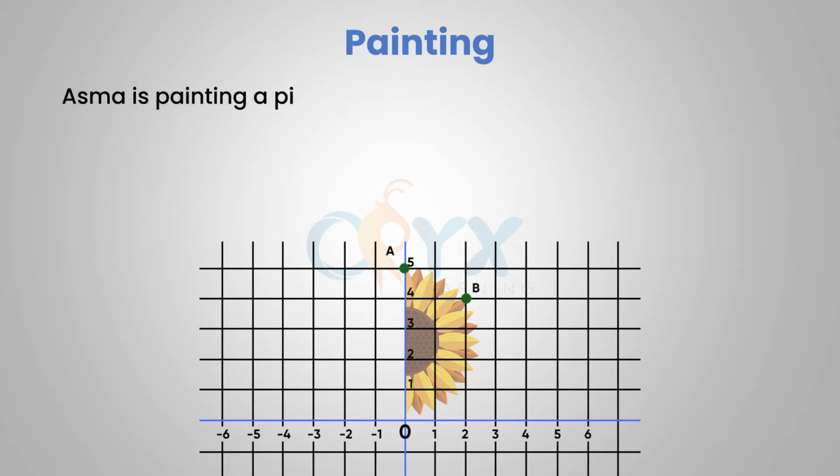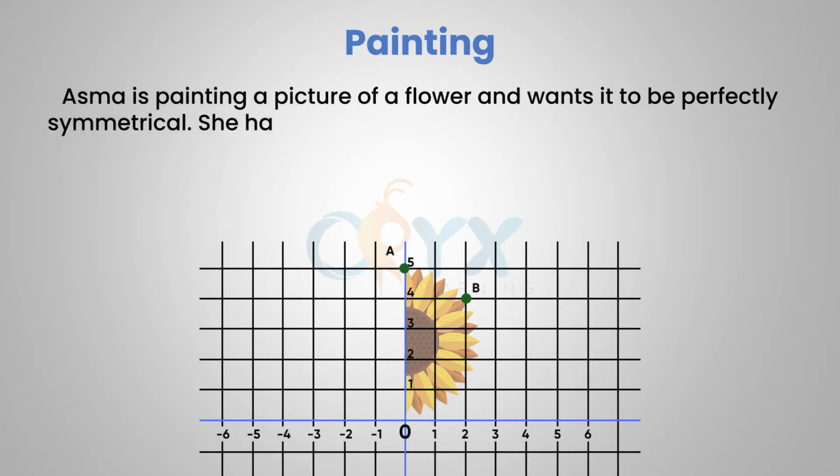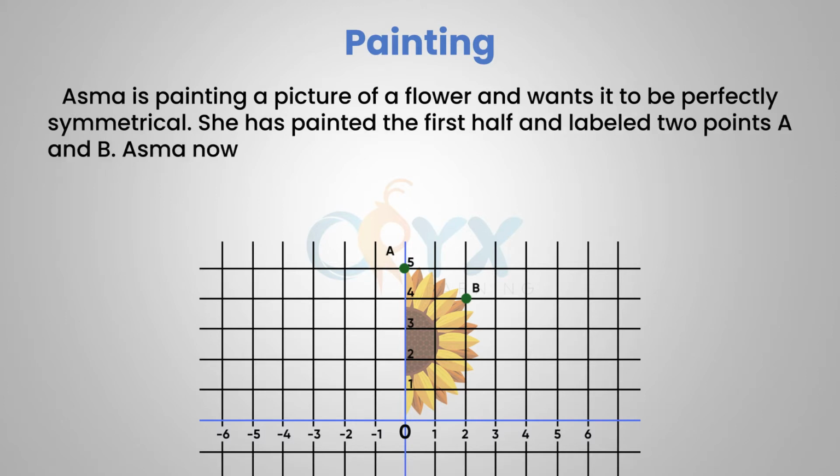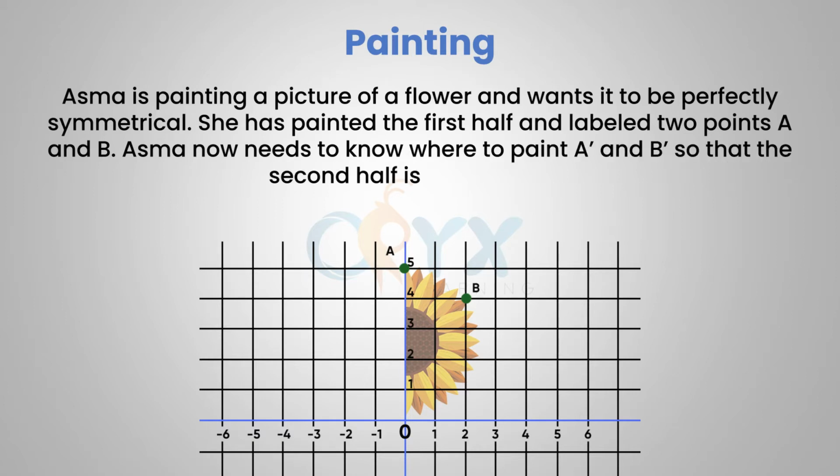Ozma is painting a picture of a flower and wants it to be perfectly symmetrical. She has painted the first half and labeled 2 points, A and B. Ozma now needs to know where to paint A' and B' so that the second half is symmetrical. If you'd like to find the answer to this question, please follow along and we'll revisit it at the end.